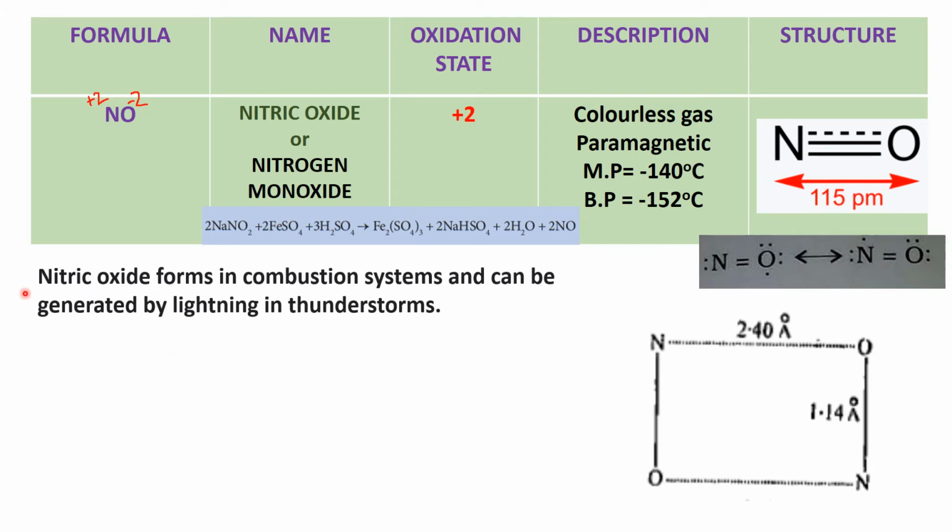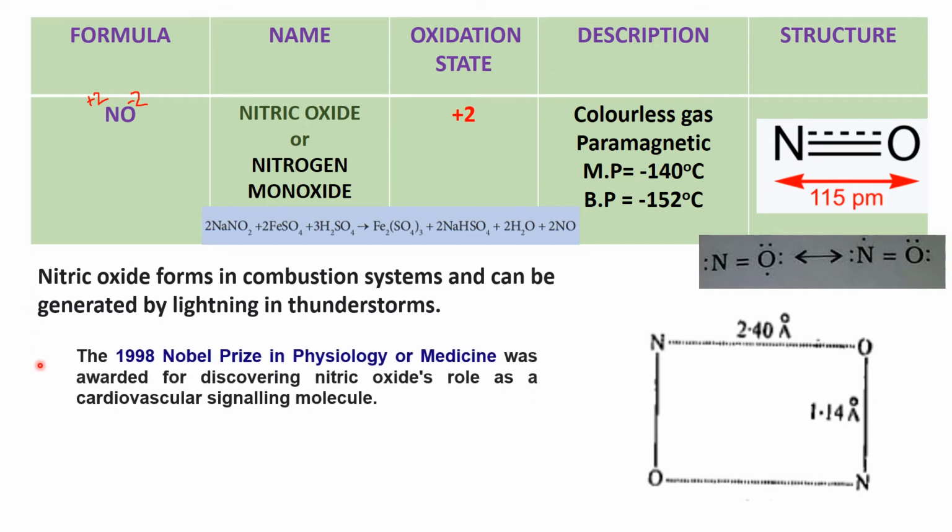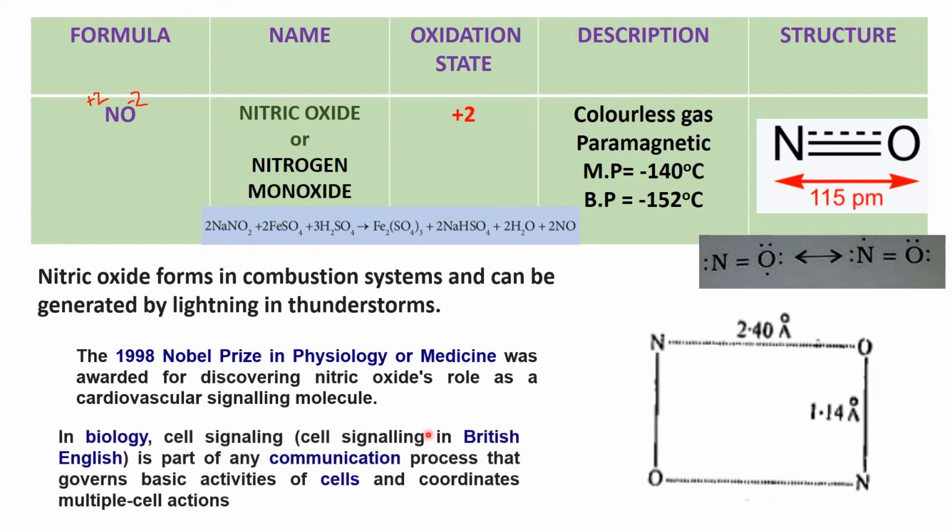Nitric oxide forms in combustion systems and can be generated by lightning in thunderstorms. The 1998 Nobel Prize in Physiology or Medicine was awarded for discovering nitric oxide's role as a cardiovascular signaling molecule. What is cell signaling? In biology, cell signaling is a part of any communication process that governs basic activities of cells and coordinates multiple cell actions.